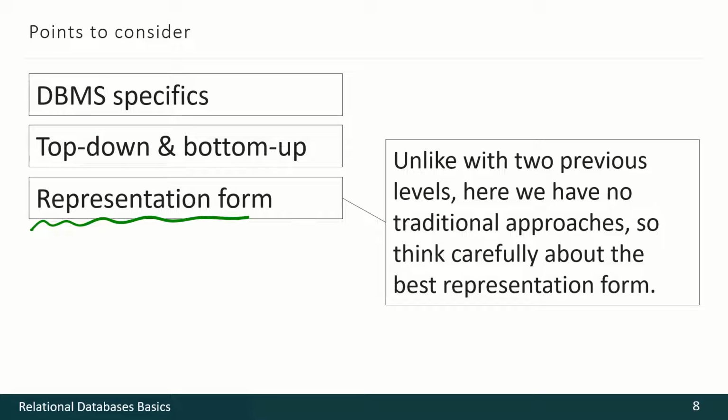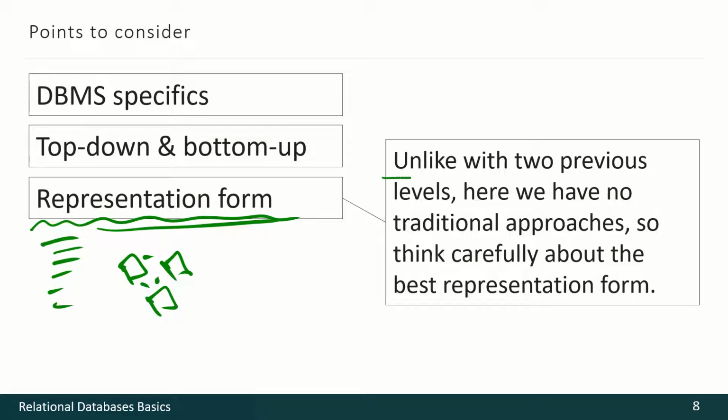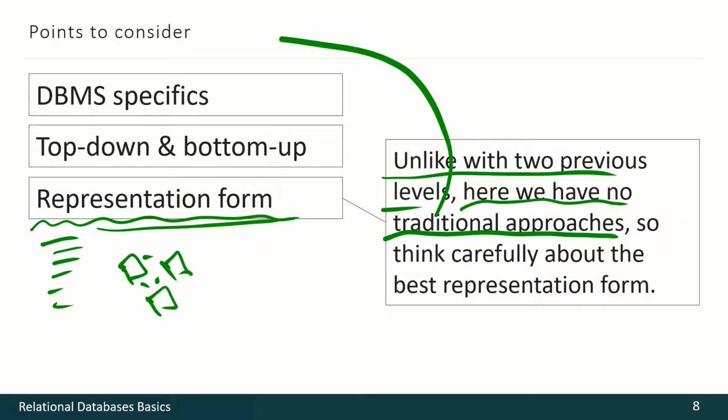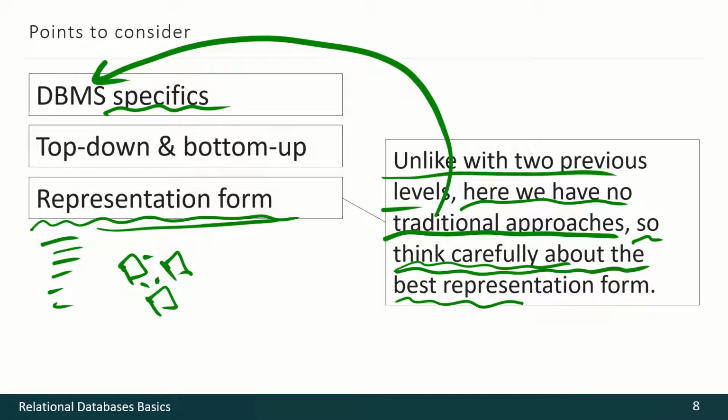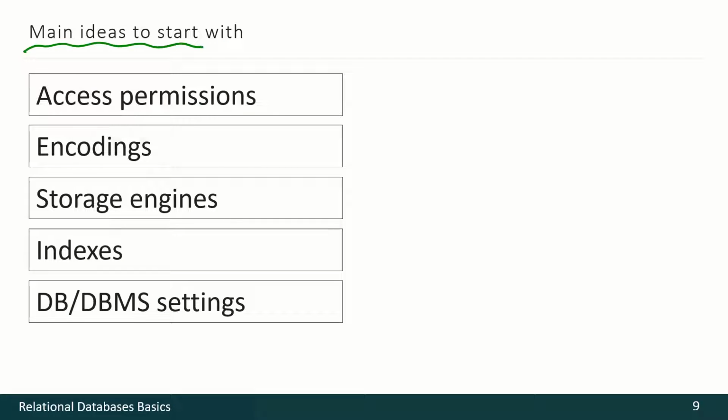Hopefully you remember that on previous levels we've used texts, lists, and UML schemas or other schemas as representation form, but unlike with the two previous levels, here we have no traditional approaches because there are a lot of DBMSs and each DBMS has some specifics. So we have no traditions, we have no rules here, but still we have to think carefully and select the best representation form, and we'll see some examples in the next videos. Now we'll discuss main ideas to start with.